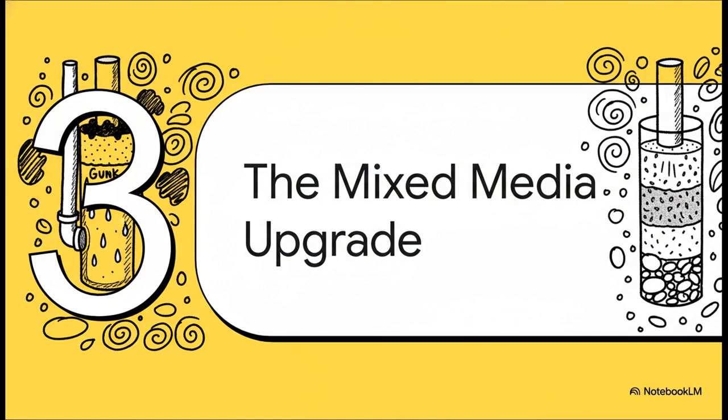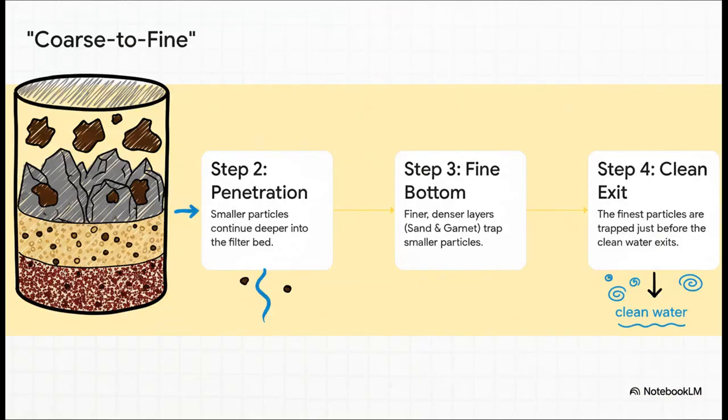But here's the thing. Using just one type of media, like fine sand, created a huge problem. I mean, it worked great for a little while, but the top layer would get clogged with gunk almost immediately, bringing the whole operation to a screeching halt. So, engineers came up with an incredibly clever solution. They decided to layer different types of media together. It's called a mixed media filter.